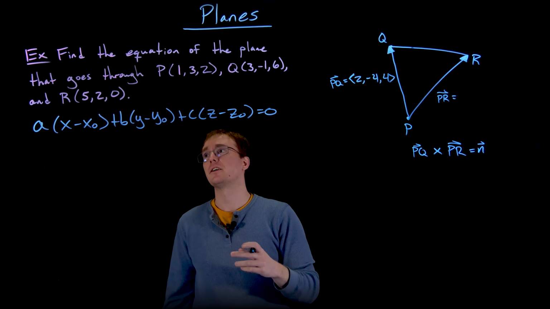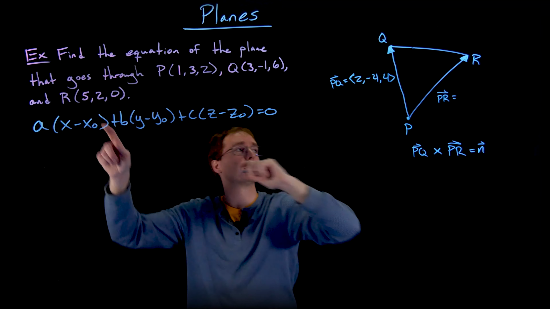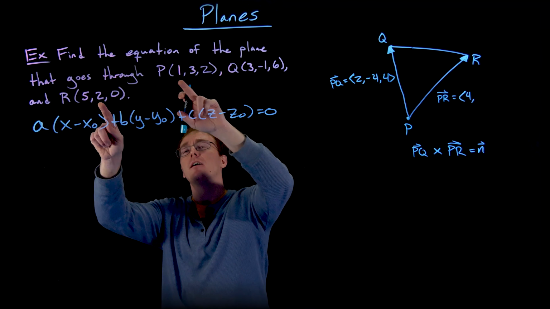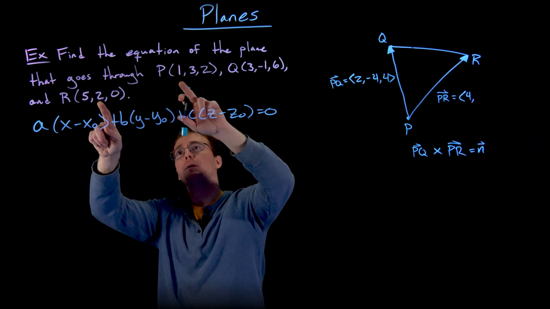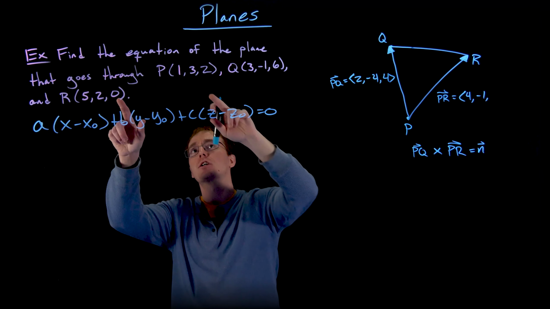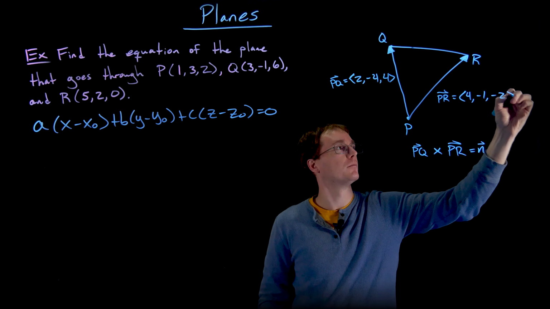Well, the vector from P to R is going to have a first component of 5 minus 1, or +4. The second component of the vector from P to R will be 2 minus 3, or -1. And the third component will be 0 minus 2, or -2.